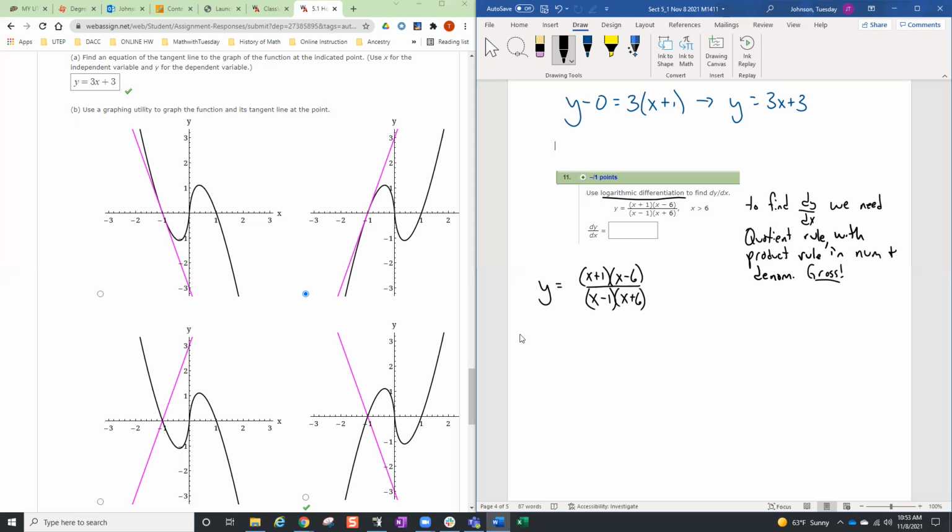All right, so our first step, we're going to take the natural log of both sides. And literally that comes to writing natural log in front of both sides.